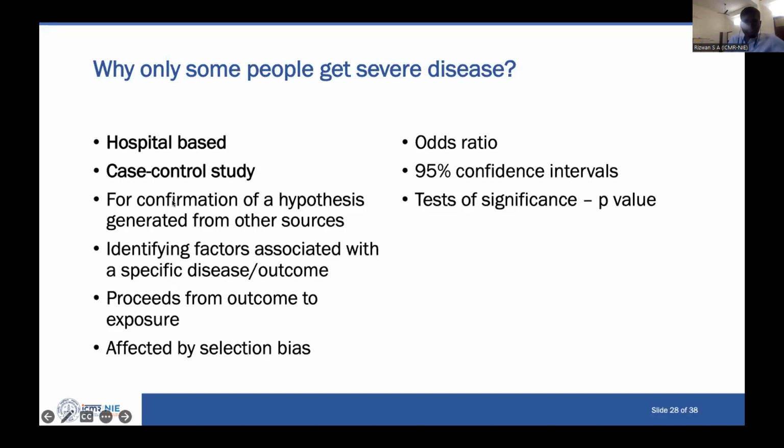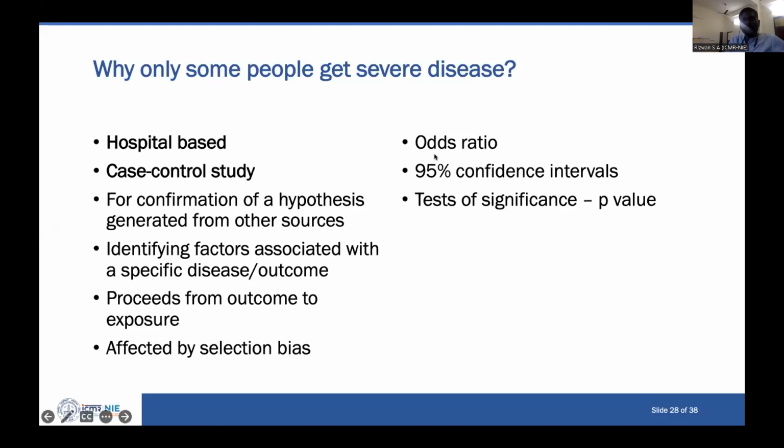And as I said before, both cohort studies and case control studies are used for confirming a hypothesis which might have come from a cross-sectional study. And they are useful for identifying factors associated or risk factors of a particular disease or outcome. The direction of inquiry proceeds from outcome to exposure. It is mostly affected by selection bias. The way in which you select cases and controls affects the extent of the study results. If you select a very narrow group of cases, if you select a very unusual type of controls, your study results may not be accurate or representative.